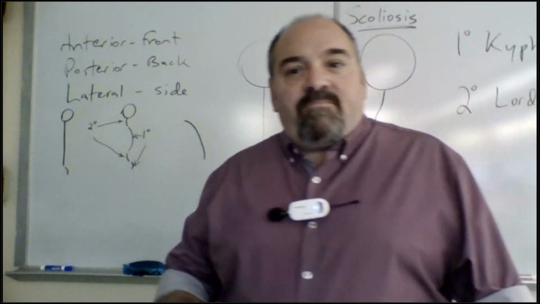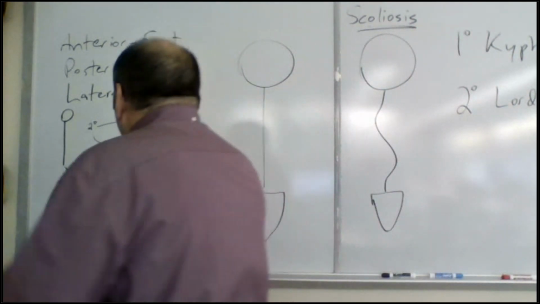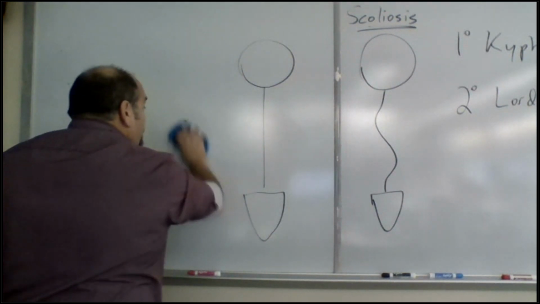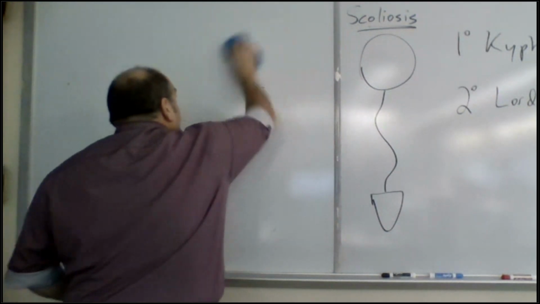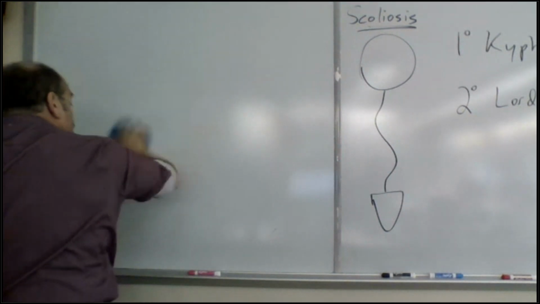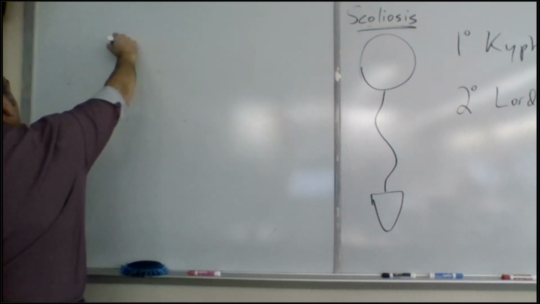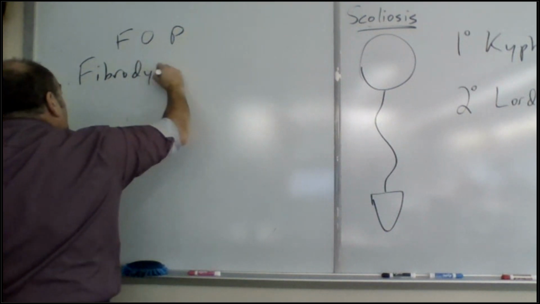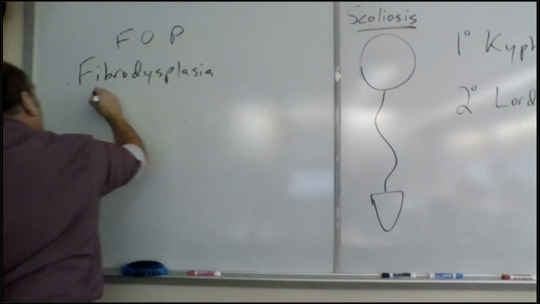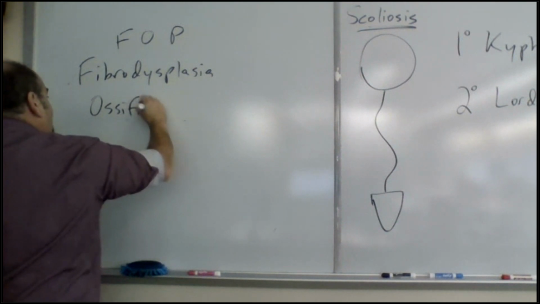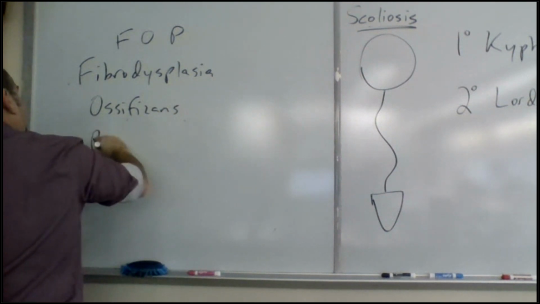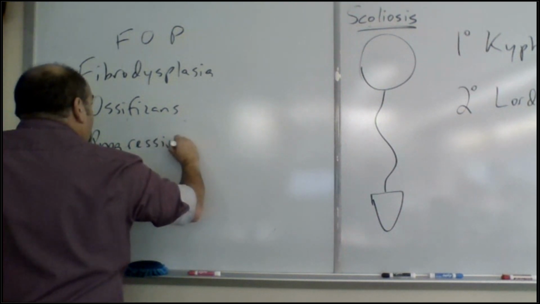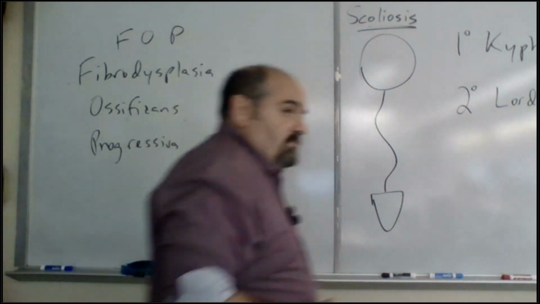Now understand that with FOP, fibrodysplasia, I'm going to write it here on the left side of the board. FOP, fibrodysplasia ossificans progressiva. So write that down, please.